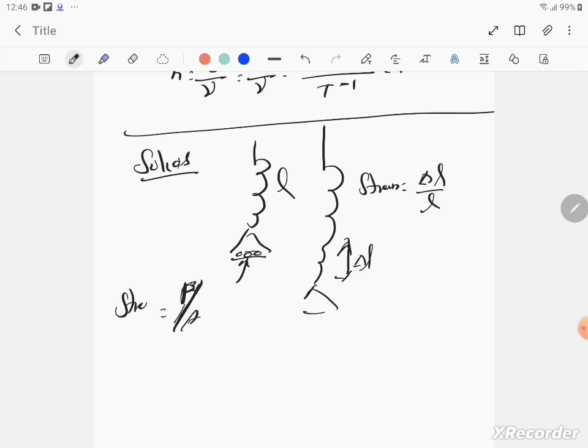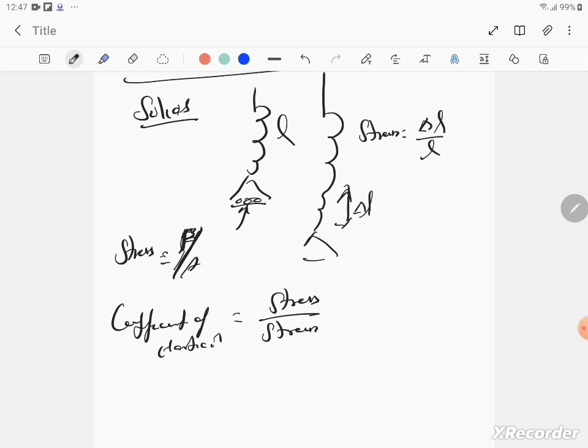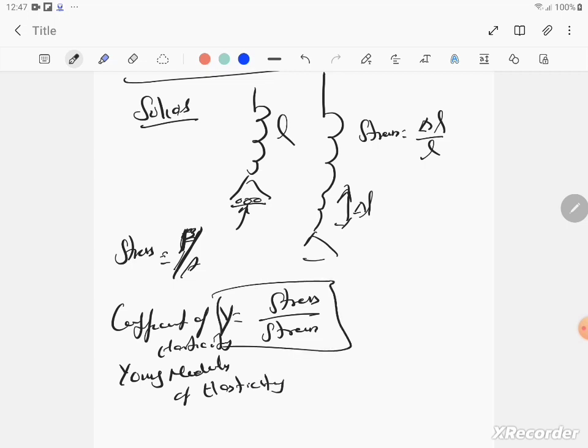The same as pressure, but when it comes to solids, we call it a stress. And the ratio of stress by strain is what is called coefficient of elasticity. Another word for it is Young's modulus of elasticity, which is also represented by Y, stress by strain.